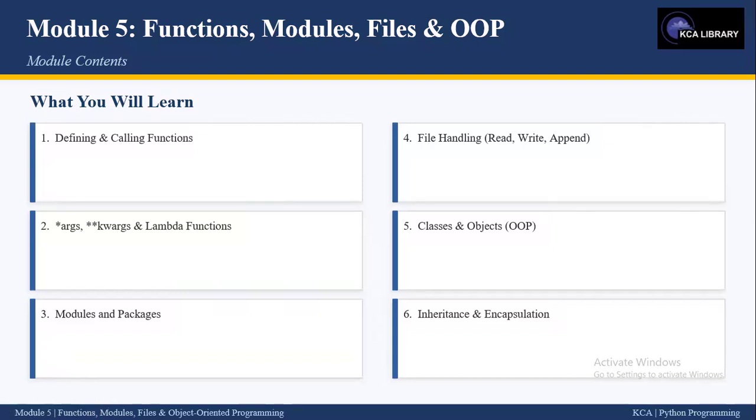Module content. This module covers 6 key topics. We will begin with defining and calling functions, followed by advanced function techniques, including args, kwargs, and lambda functions. We will then explore modules and packages, file handling operations such as reading, writing, and appending. And finally, we will introduce object-oriented programming through classes, objects, inheritance, and encapsulation.